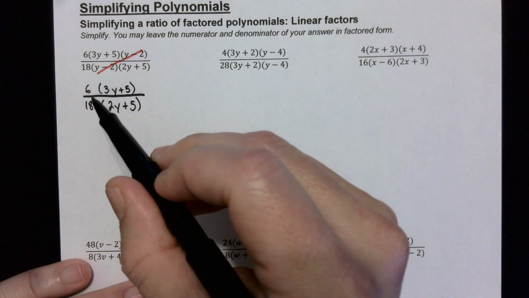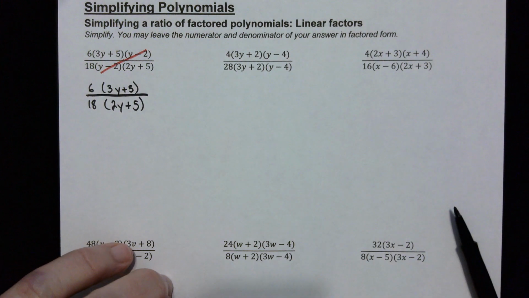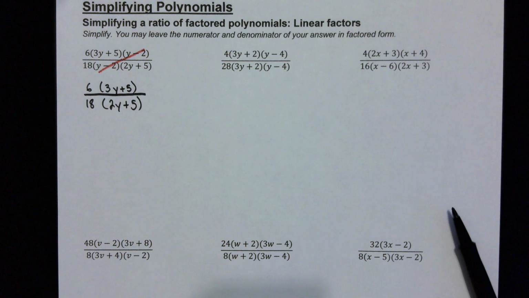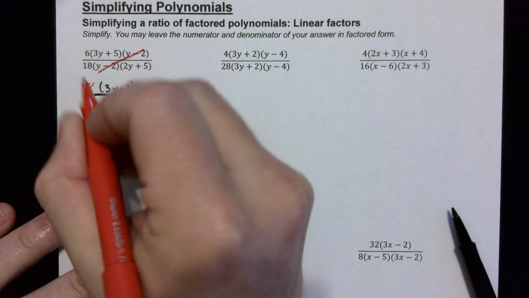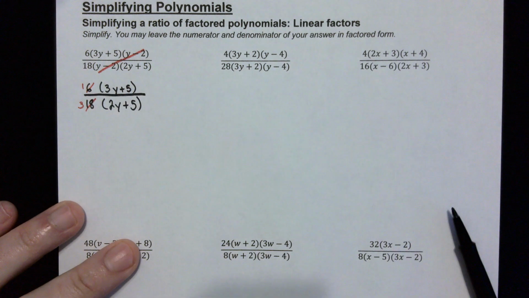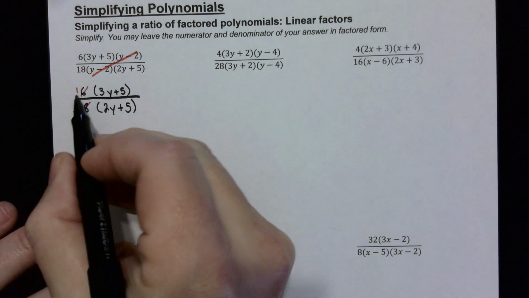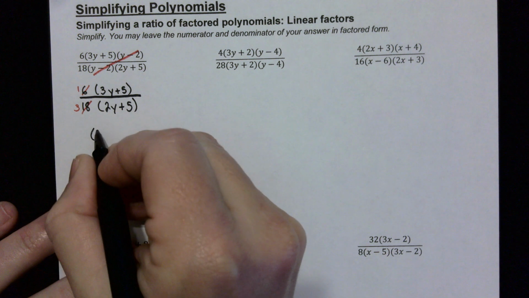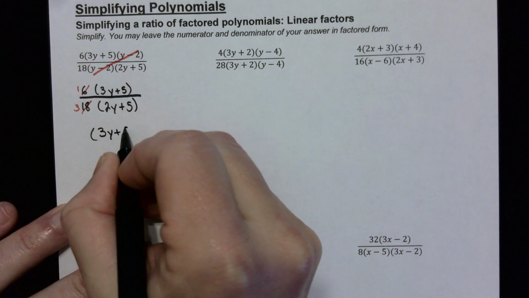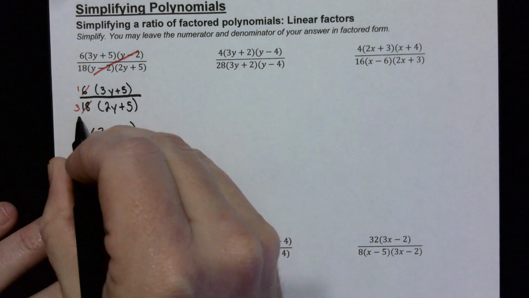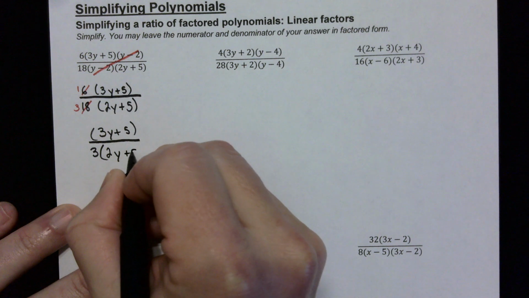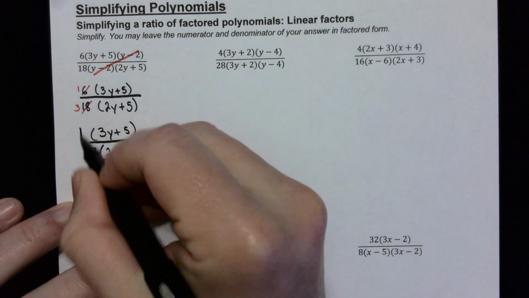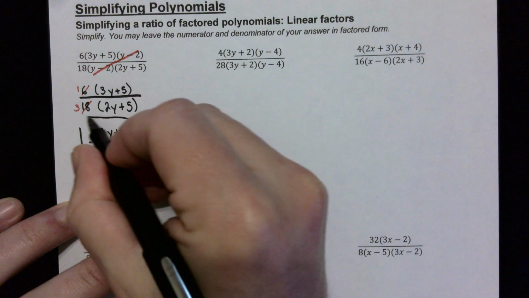We can reduce the 6 over 18. So what number goes into 6 that also goes into 18? 2 does, 3 does. So if both 2 and 3 do, then 6 does. So we'll divide these by 6. 6 goes into itself once. It goes into 18 3 times. On the top, we're left with a 1 times this factor, so I'll just write that factor. I don't need the 1. There's the 3y plus 5. And on bottom, we still have a 3 outside that parentheses, and then what's left is 2y plus 5. So that is as reduced as we can make this problem.